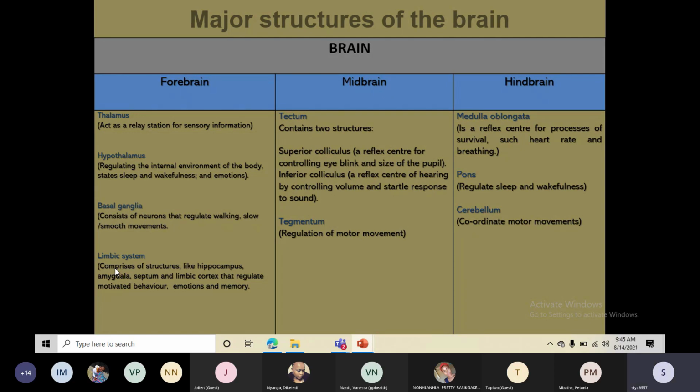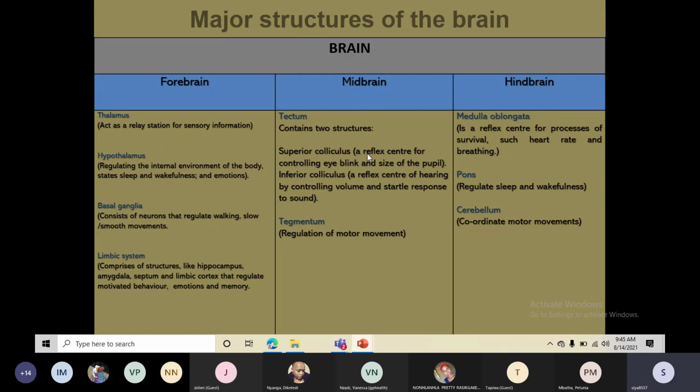Limbic system on its own comprises structures like hippocampus, amygdala, septum, limbic cortex that regulate motivated behavior, emotions, and memory. You see here as well, emotions. Here as well, emotions. So make sure that you see the similarities, because you might get confused in the multiple choice questions that say choose the most correct. Midbrain, we have septum and segmentum.